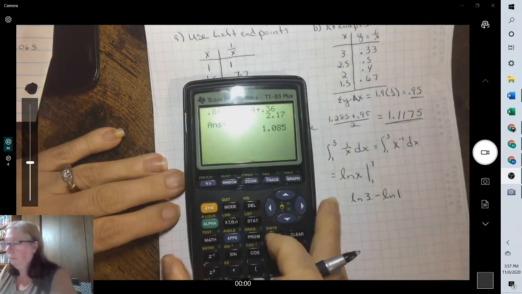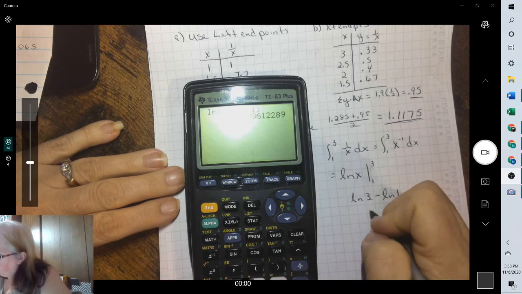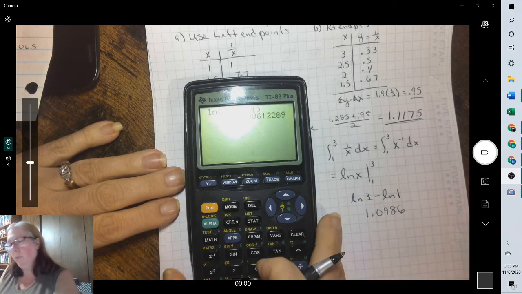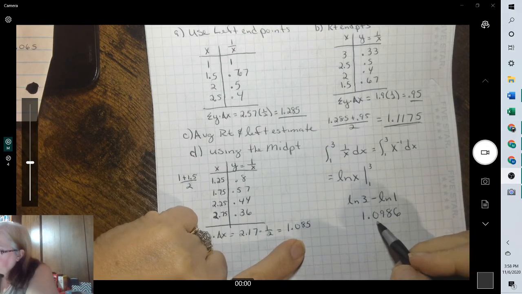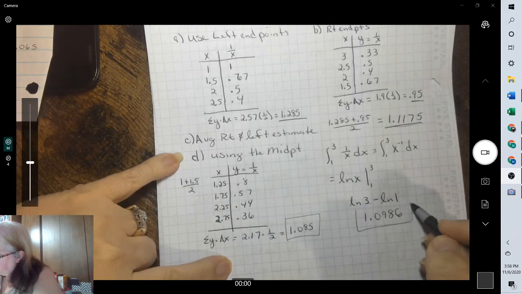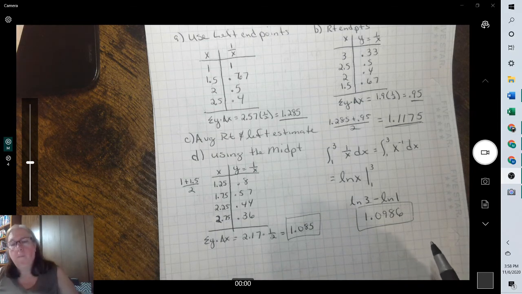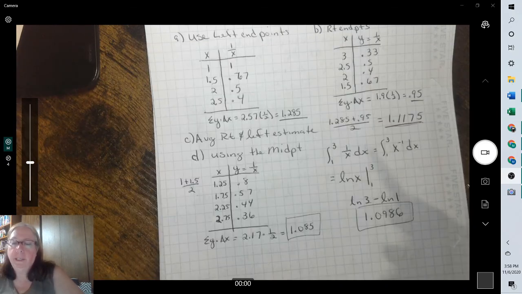If we plug that in, natural log of 3 minus the natural log of 1, we get 1.0986. This one's pretty close. I think it's the closest. But that's one way of doing it, using area or rectangles under a curve.